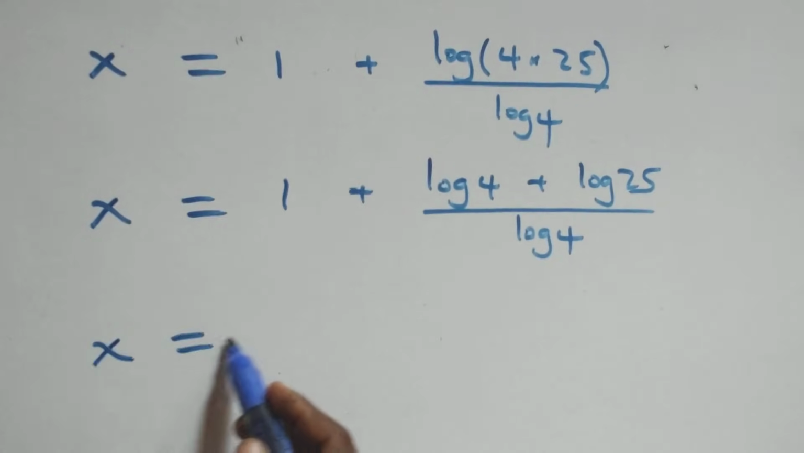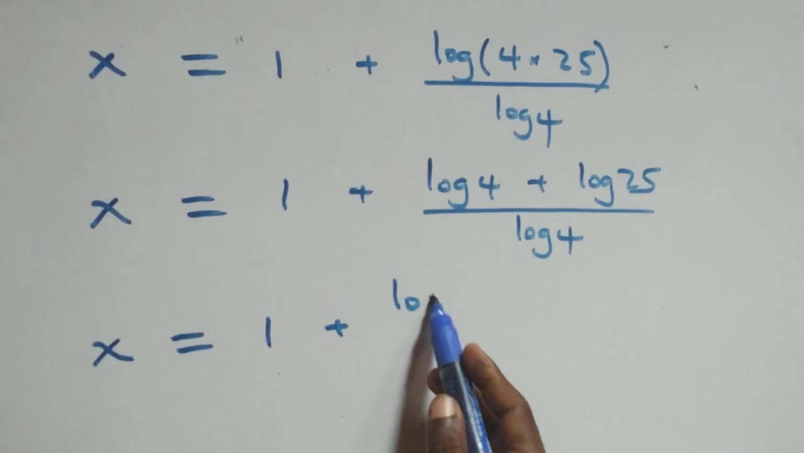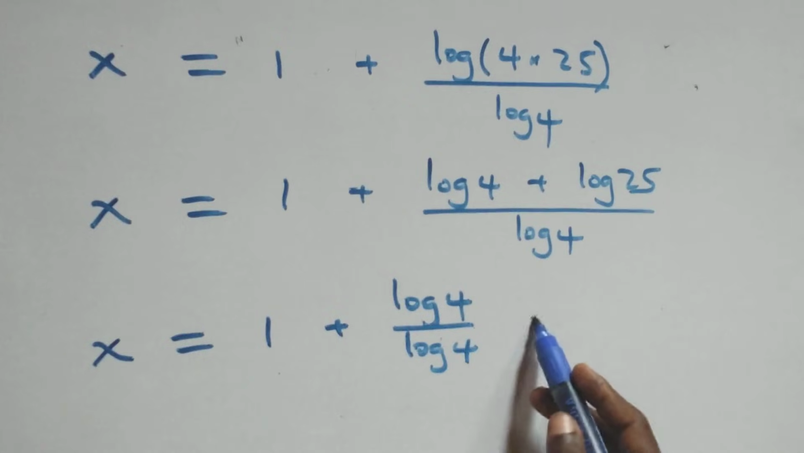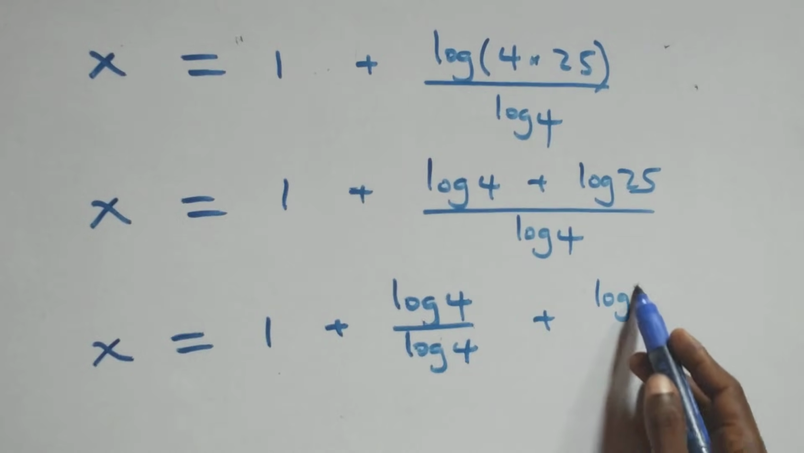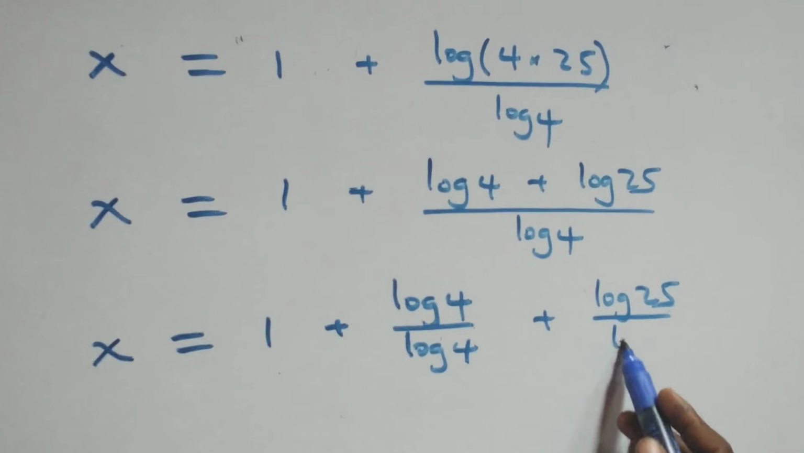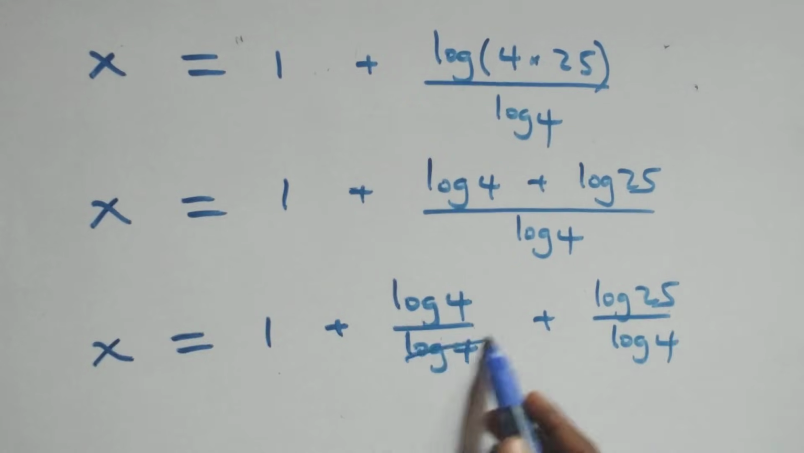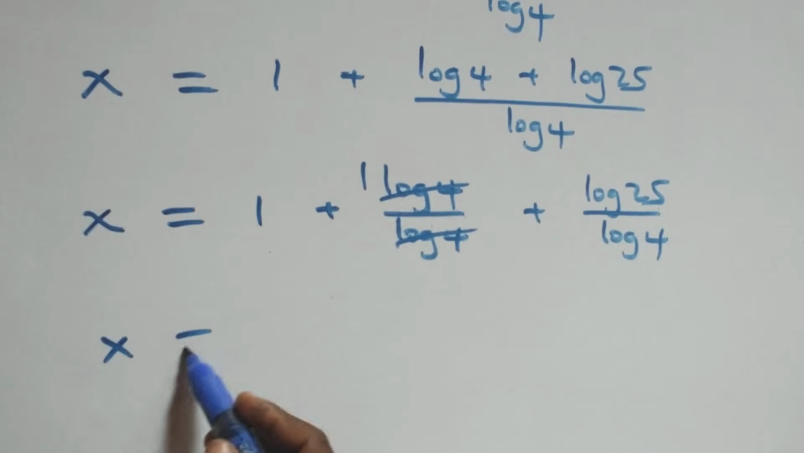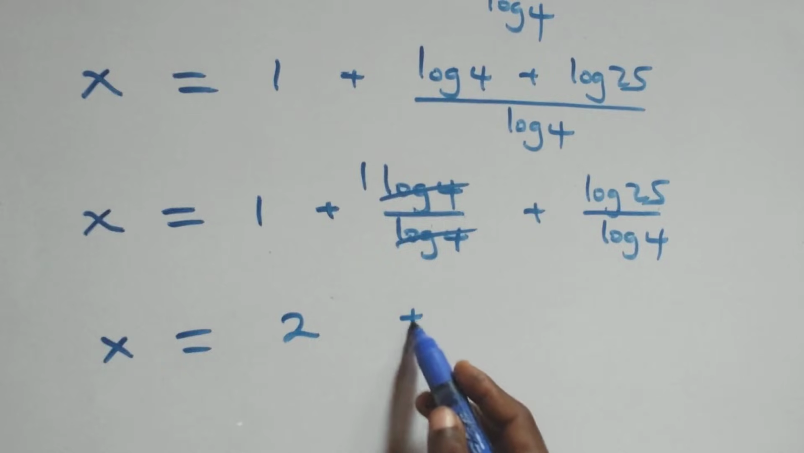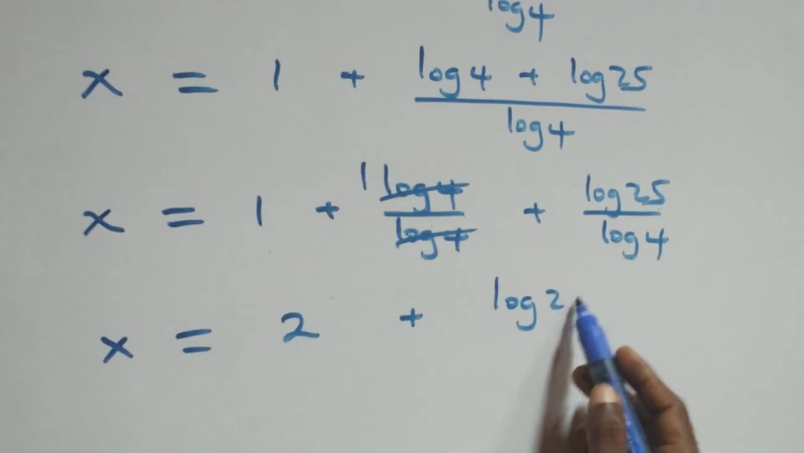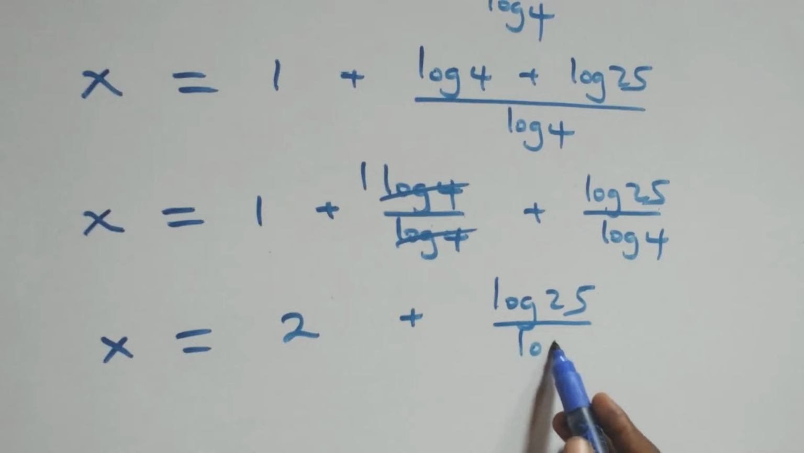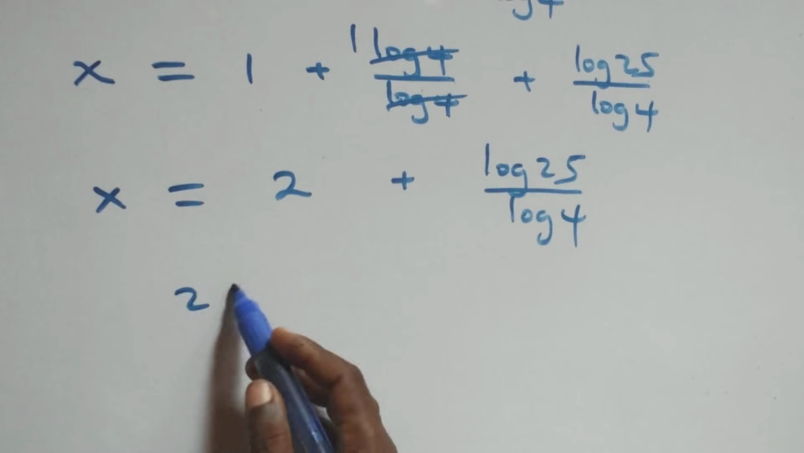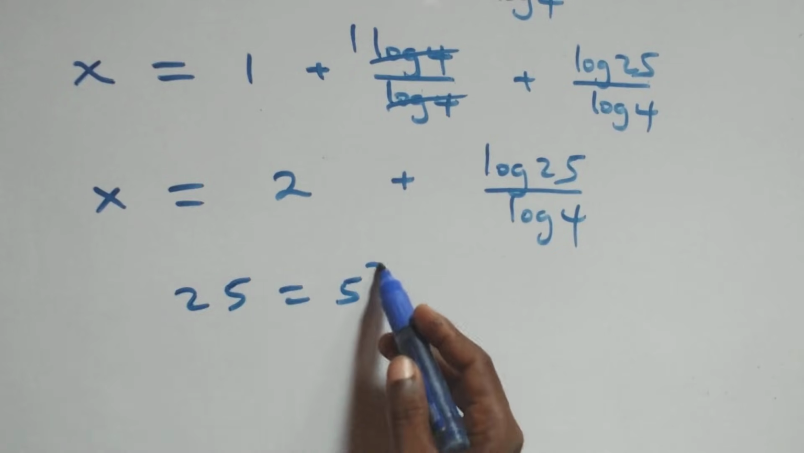We have x equals to 1 plus log 4 over log 4 plus log 25 over log 4. And here, log 4 cancels out. We have 1. This becomes x equals to 1 plus 1, that's 2, plus log 25 over log 4. Then, next step here, we can write 25 as 5 times 5, that's 5 squared.